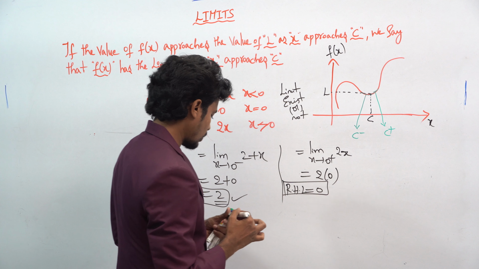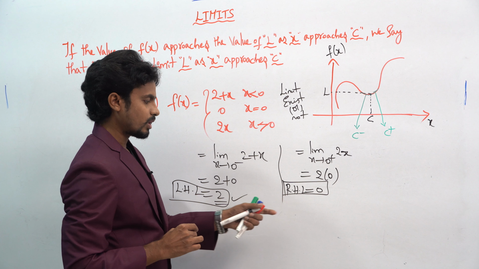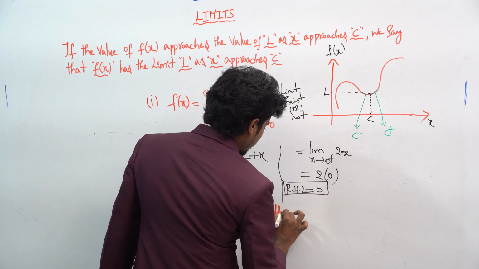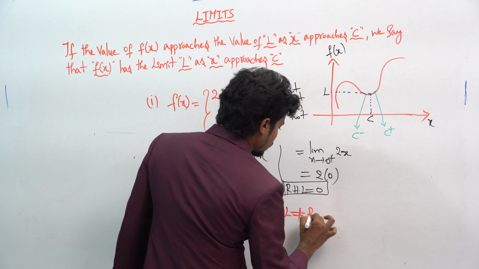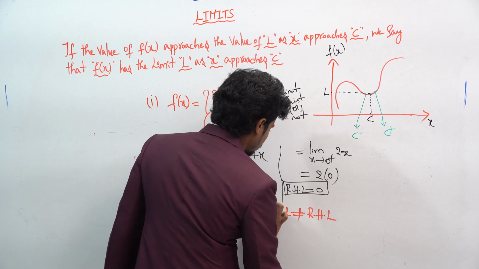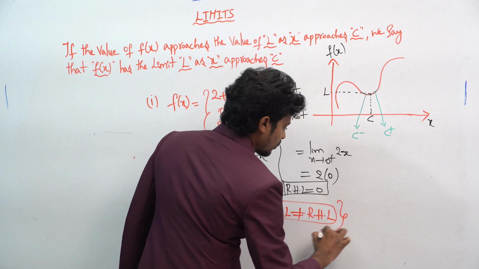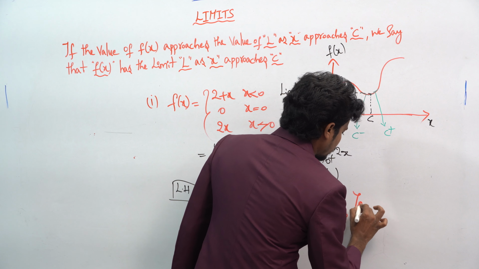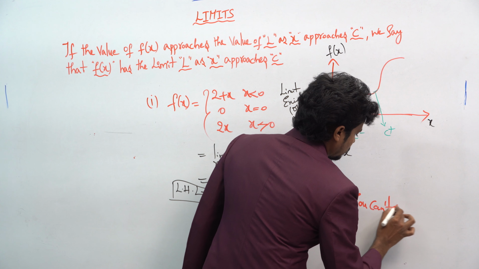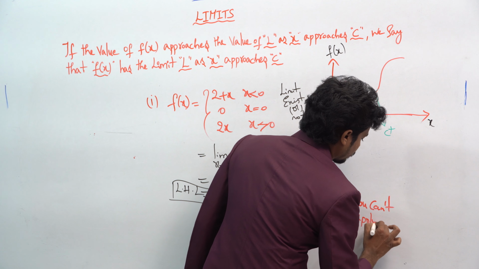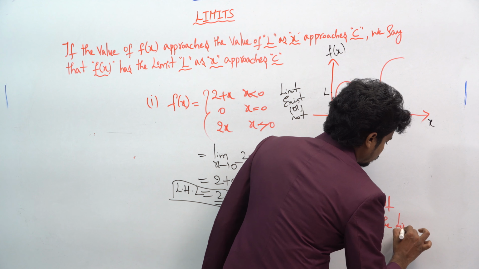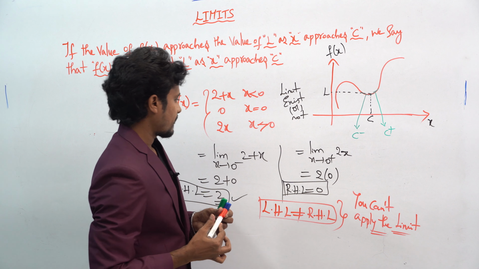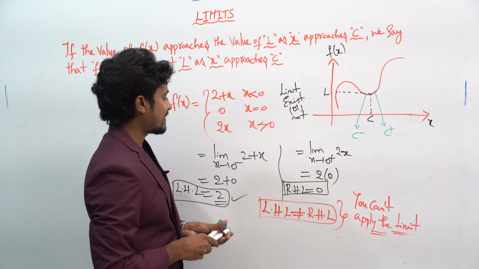So here you can observe the left hand limit is not equal to the right hand limit, right? So in this condition you can't apply the limit. Okay, now let's see another question.